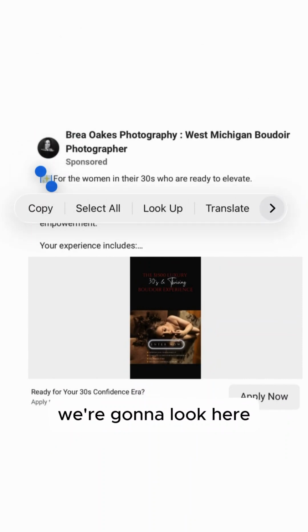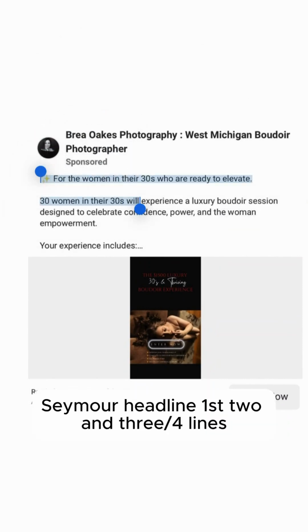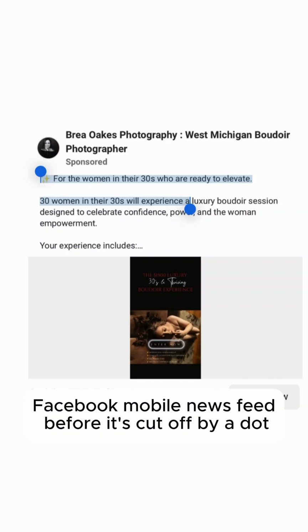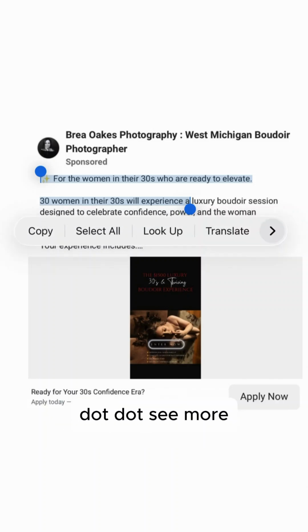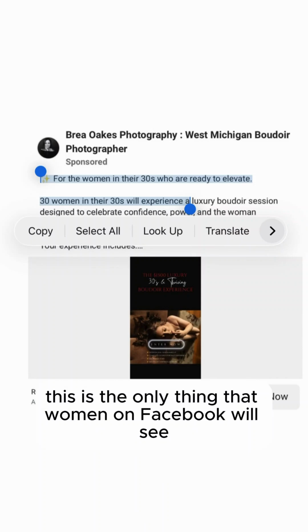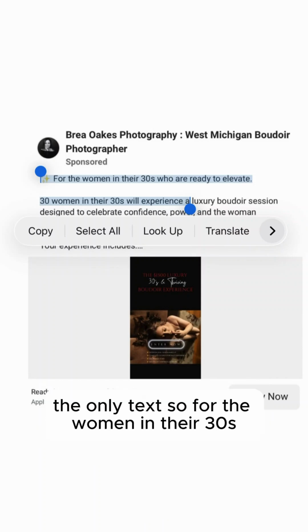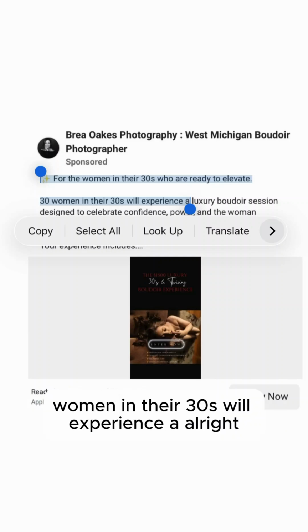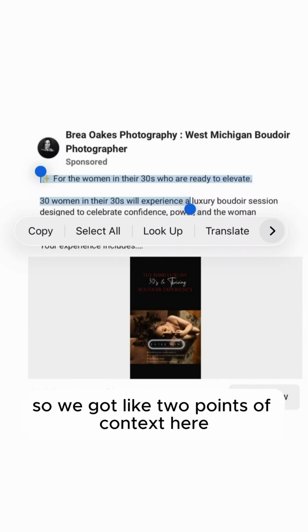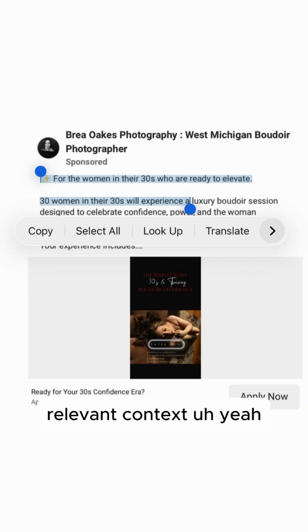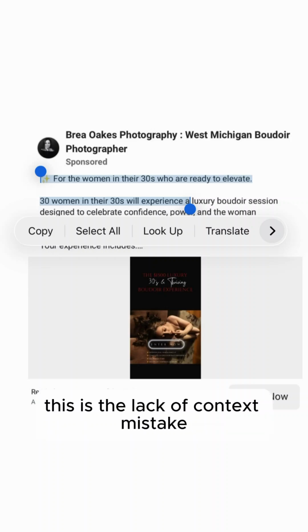Finally, we're going to look here. See more headline, first 2 3/4 lines in the Facebook mobile newsfeed before it's cut off by a See more. This is the only thing that women on Facebook will see. The only text. So for the women in their 30s who are ready to elevate, 30 women in their 30s will experience A. All right, so we got like 2 points of relevant context here. Yeah, this is the lack of context mistake.